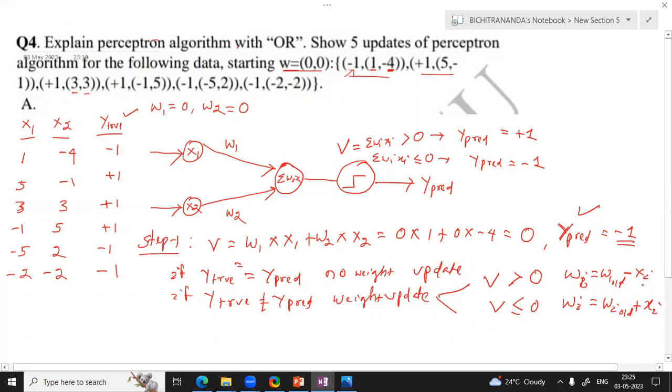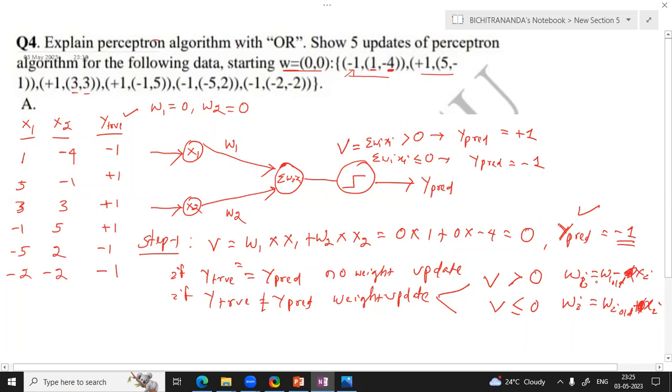I can also write it this way, otherwise I can update with the help of a learning parameter alpha. But since in the question there is no alpha parameter available, I think we no need to consider the alpha value. Alpha is not available, so what we are going to do is simply write wi minus xi, wi plus xi, if this condition is satisfied.